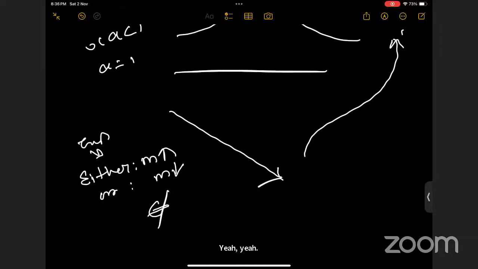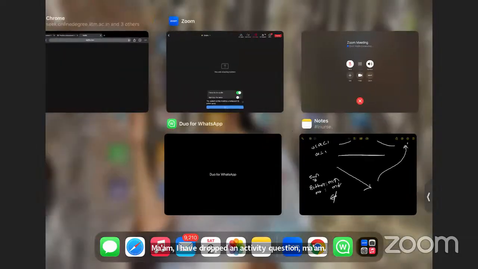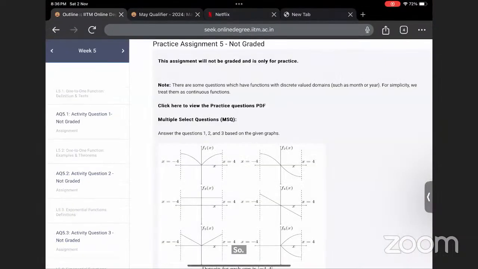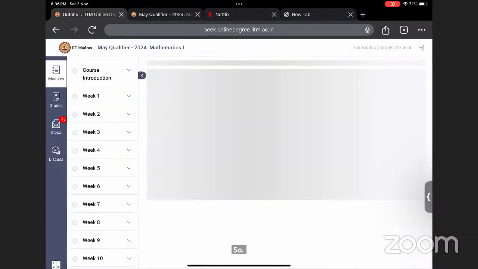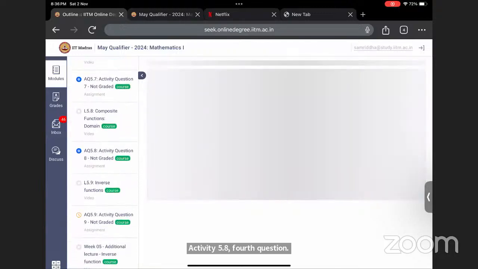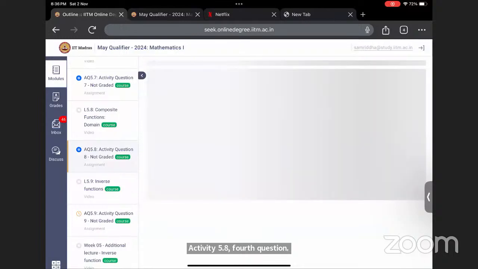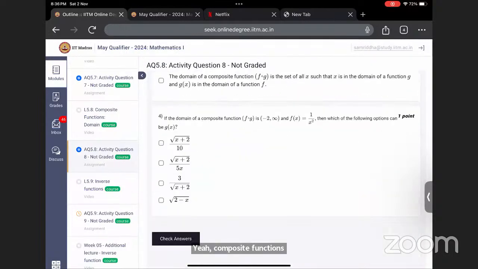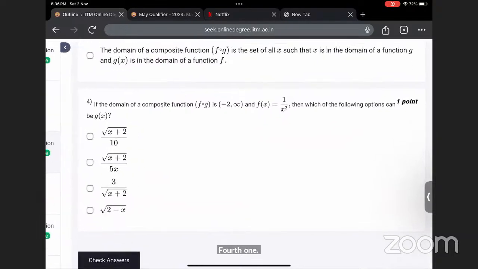Ma'am, I have a doubt in an activity question. Which one? Activity 5.8, fourth question. Composite functions, the fourth one. This one. Yes, ma'am.